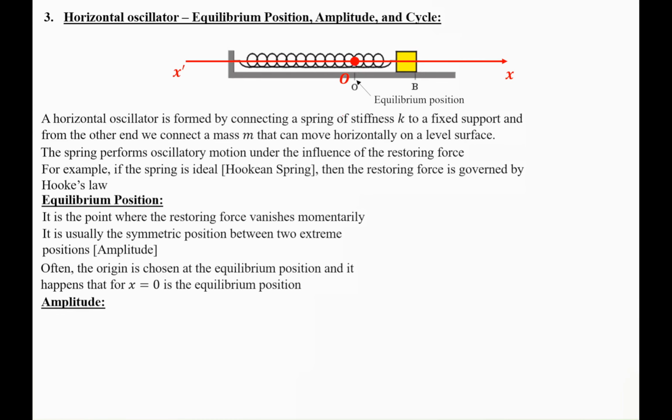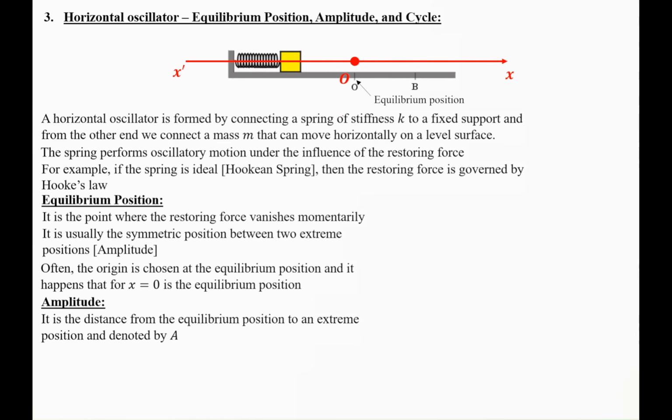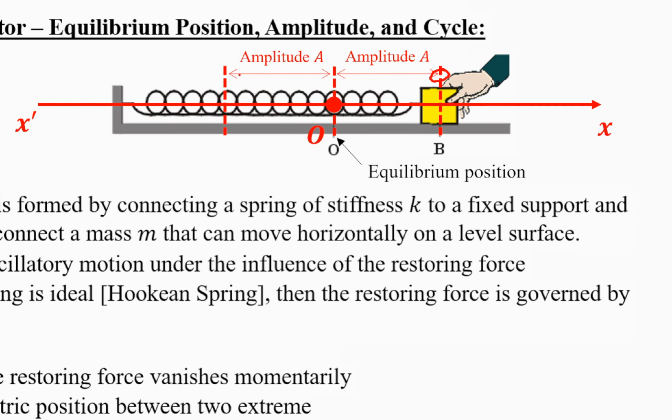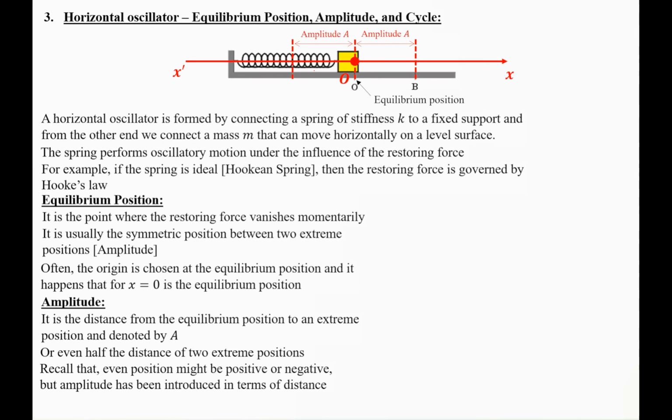That's the equilibrium position. Now the amplitude is the distance from the equilibrium position to an extreme position, denoted by A. So basically that would represent the amplitude, or even half the distance between the two extreme positions. So this is an extreme position and this is an extreme position. The distance between two extreme positions would represent double the amplitude.